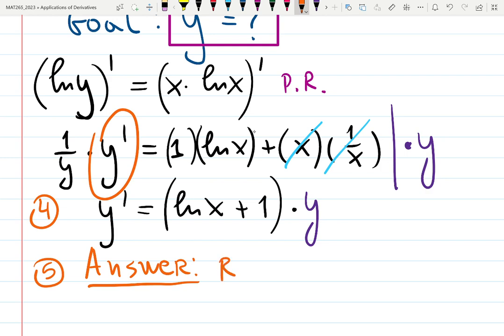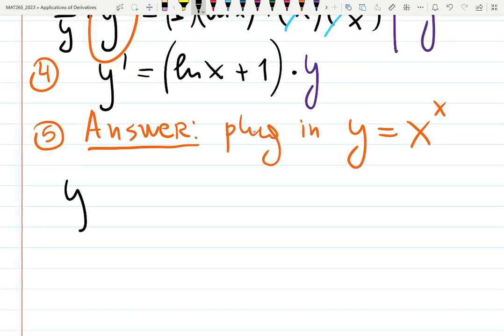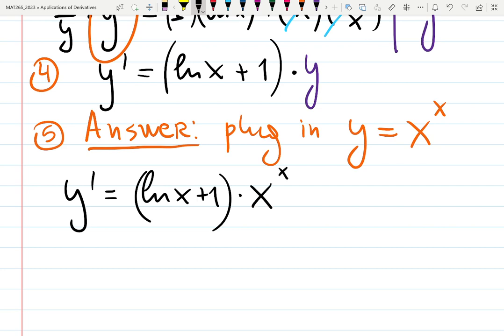Answer. Plug in y. Y was given right away. In our case, it's x to the x. And the answer follows: y prime, or dy over dx, equals ln x plus 1 times x to the x. And I actually don't want to distribute, and it does look better if you don't distribute. x to the x. That is the answer.